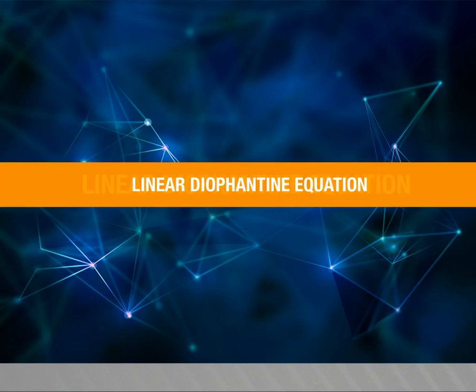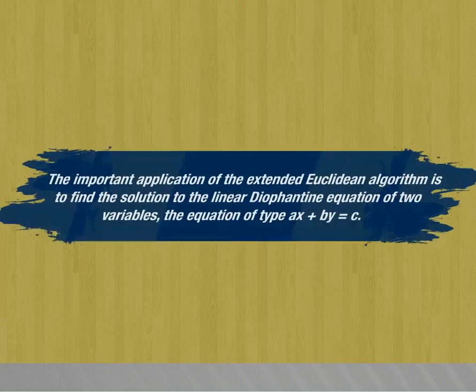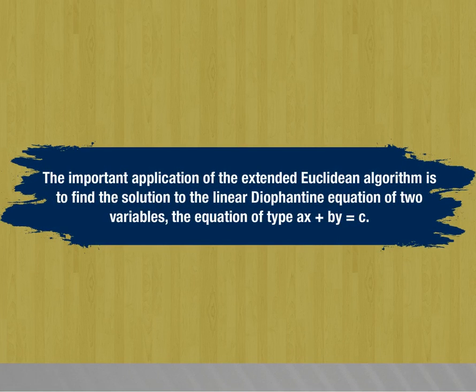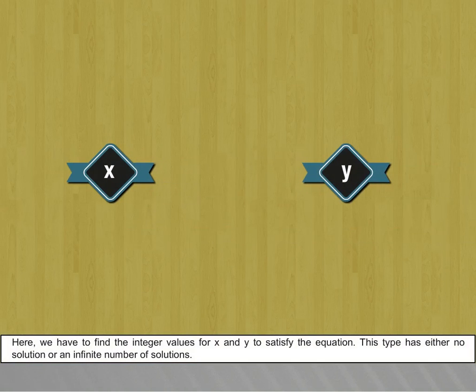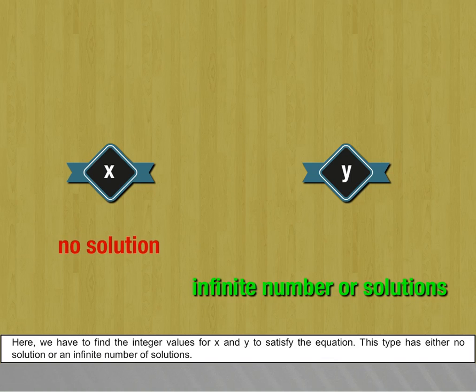Linear Diophantine equation. In this video, we are going to see the linear Diophantine equation. An important application of the extended Euclidean algorithm is to find the solution to the linear Diophantine equation of two variables, an equation of the type ax plus by is equal to c. Here, we have to find the integer values for x and y to satisfy the equation. This type has either no solution or an infinite number of solutions.